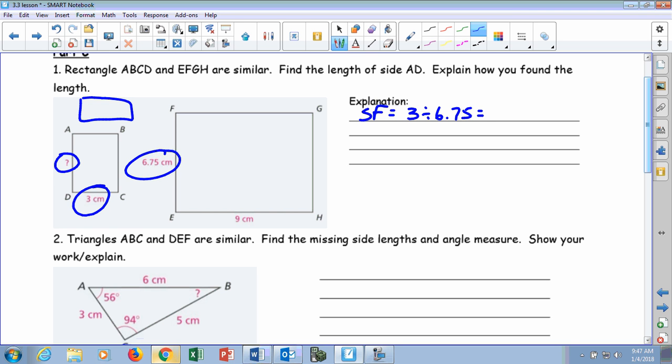Isabel. Right, so it's 0.4 repeating. So that's our scale factor, right? 0.44444. So now, if I want to find AD, what side is AD similar to? Aiden. EH, right, which we know is 9 centimeters, right? So if we take 9 and multiply it by 0.4 repeating, we should get our answer, right, which is what?